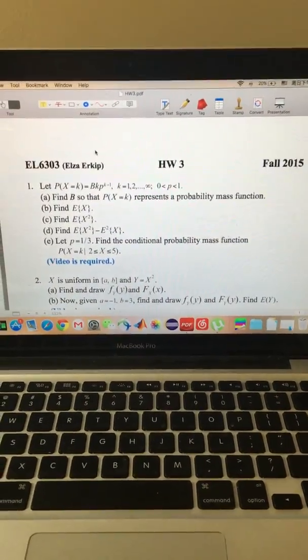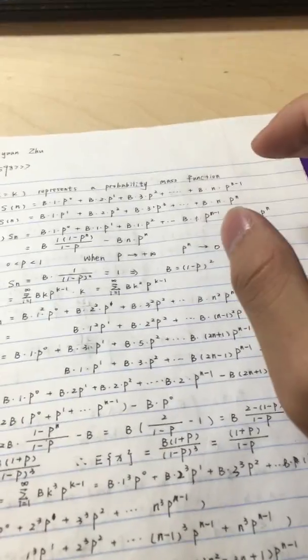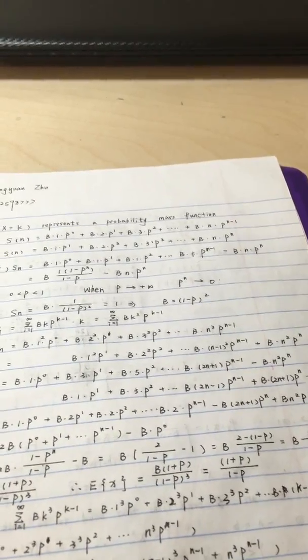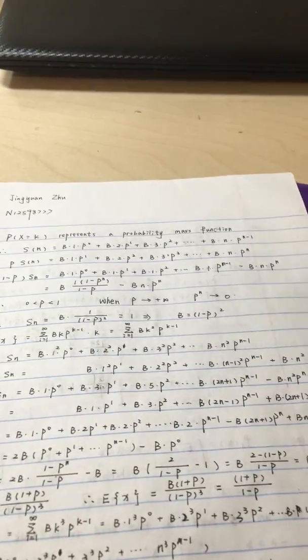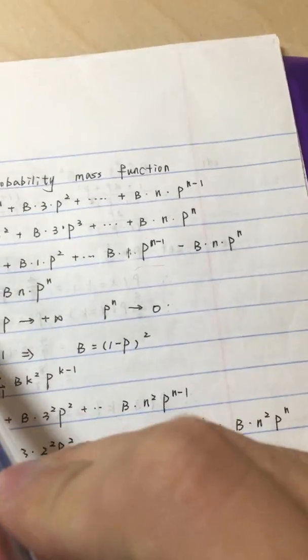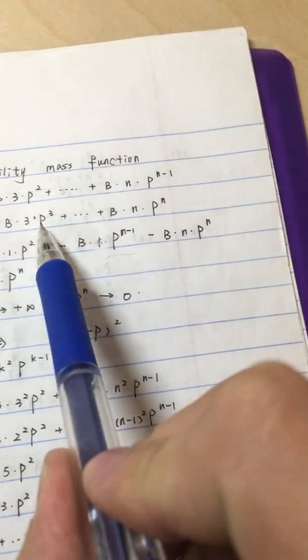Solution to the first problem. If p(X = k) represents a probability mass function, we can get this equation equal to 1.